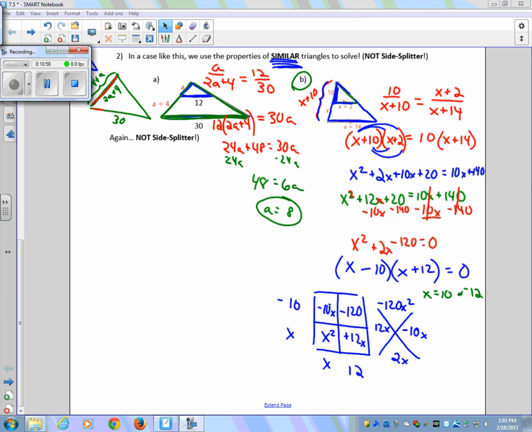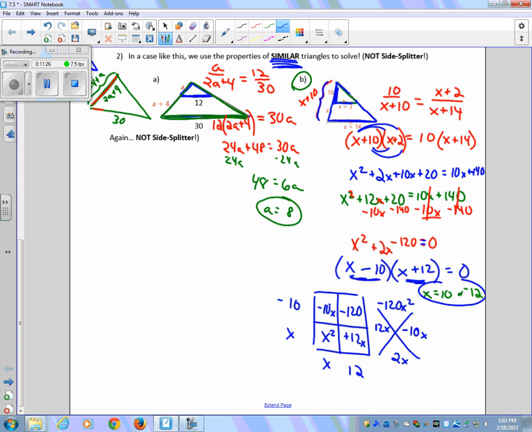Okay, so when you factor this, you should have gotten (x minus 10)(x plus 12), which when we multiply it out would get us x squared plus 2x minus 120 equals 0. And that's our factored form. X is equal to whatever makes this parenthesis equal 0, so x would be positive 10, or what would make this parenthesis equal to 0, that would be negative 12.